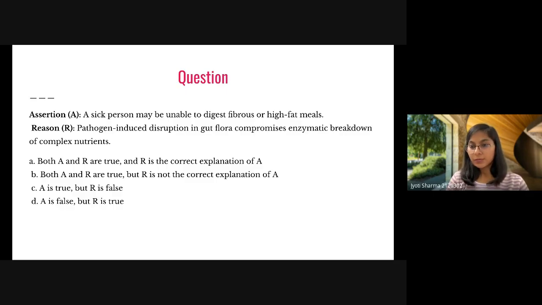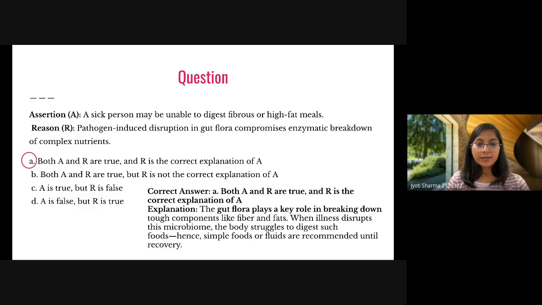Let me see who has given me the answer. Ipsmita has given me answer A, and yes, I agree with this question and even your answer, that yes, this is true, that a sick person may not be able to digest complex food, for example, food that has high fat. And why is this? Because the pathogen can disrupt the gut flora. We already have talked about this. So that's why A is the right answer.